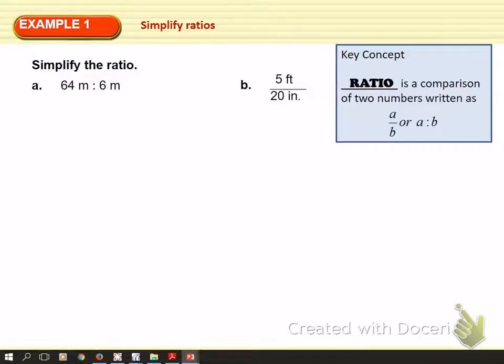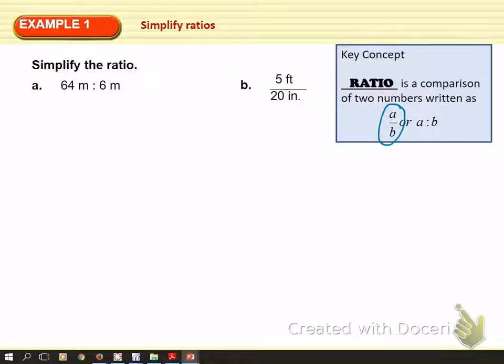Okay, so first things first, simplifying ratios. We simplify a ratio, like for this first one, 64 meters to 6 meters. And that's how we read that. You see your definition box here. It says a ratio is a comparison of two numbers written as A to B. You can write it as a fraction. A ratio can look like a fraction, but it's really not a fraction. We don't want to treat it the same as we do other fractions. Or you can write it with a colon, and either way it's read A to B. We're comparing A to B. A ratio is our way of comparing two different measurements, two different quantities.